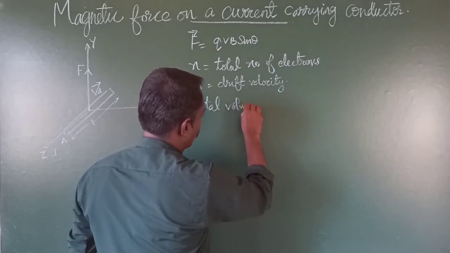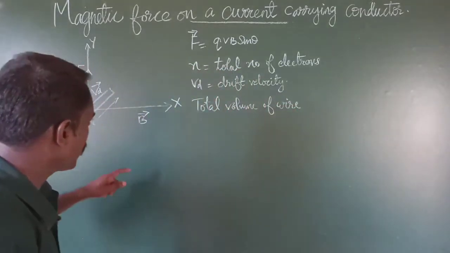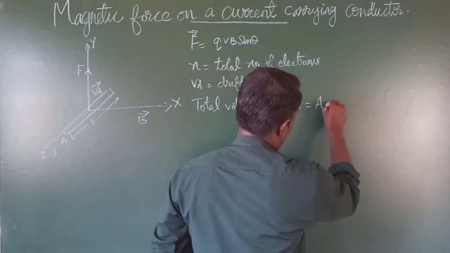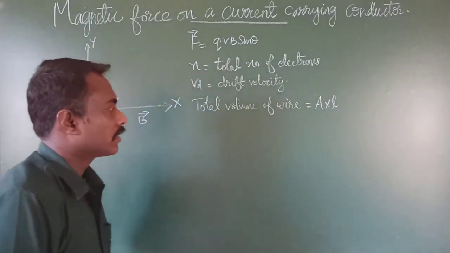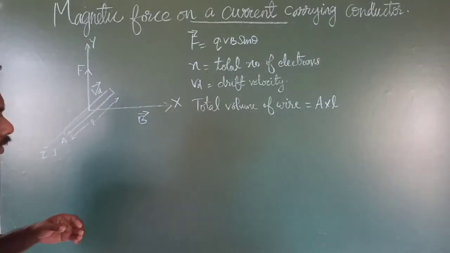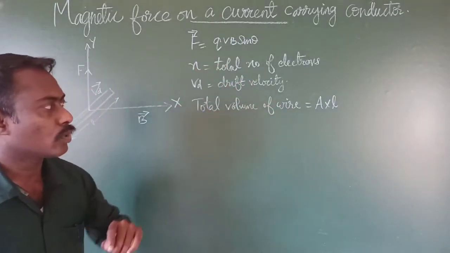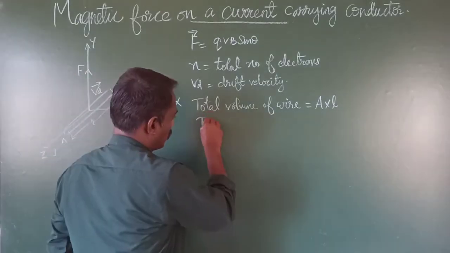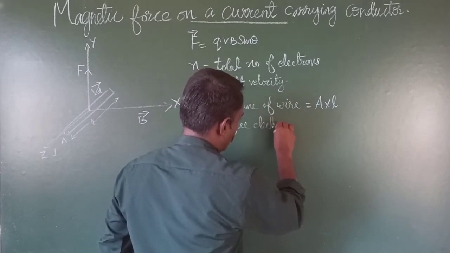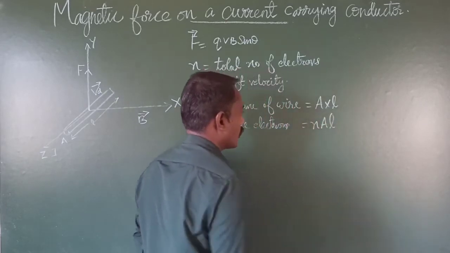Then what is the total volume of the wire? The area of cross section is A and the length is L, so the total volume will be A into L. Then the total number of electrons flowing through the conductor will be the number of electrons per unit volume into the total volume of the wire. Total free electrons will be n into A into L.